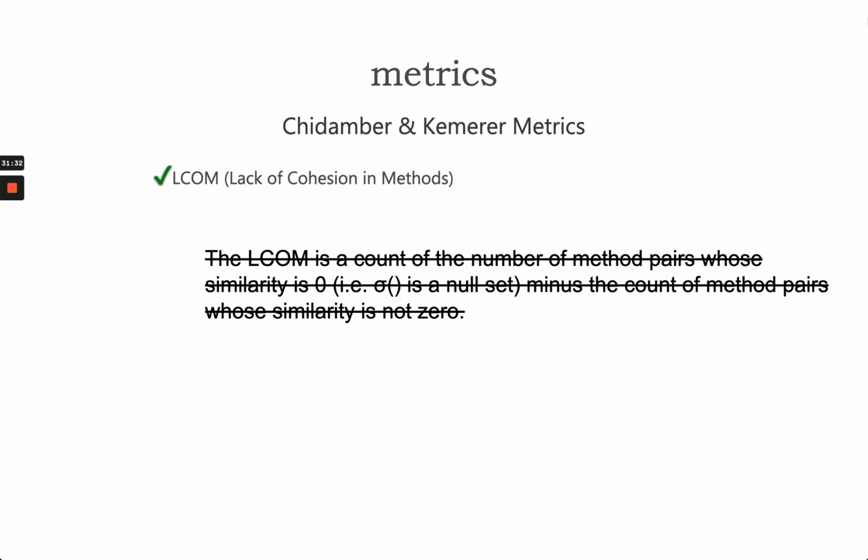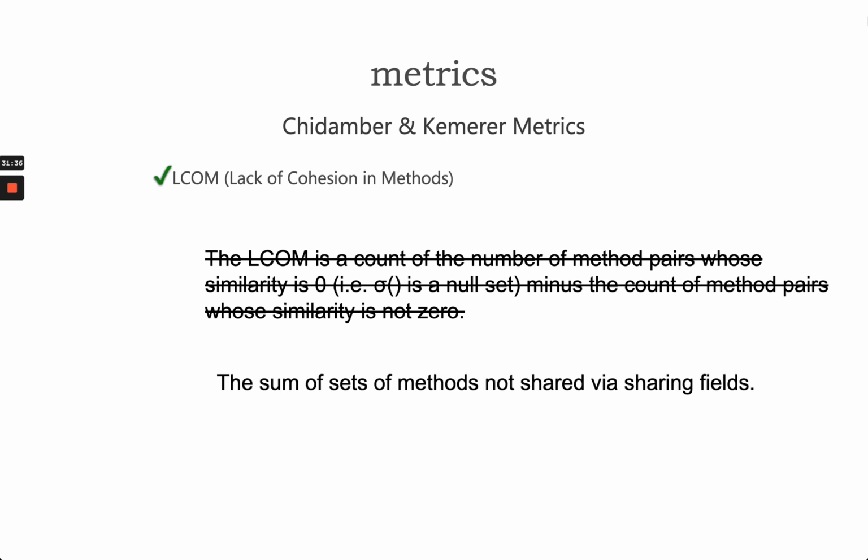Huh? This is actually a slightly better definition. The sum of sets of methods not shared via sharing fields, which also sounds a little bit like a Zen riddle. So what is this trying to tell us, this lack of cohesion metric?